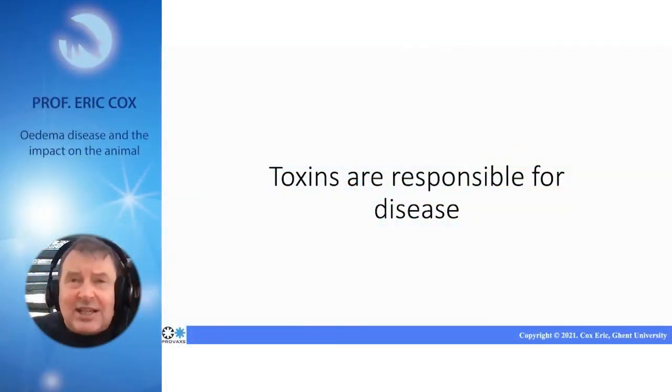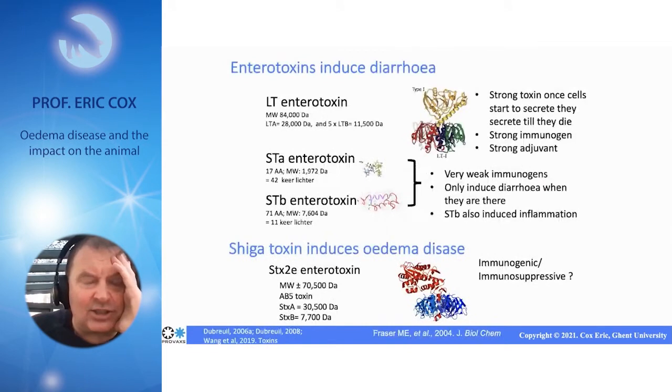So the disease is induced by the Shiga toxins. And you see here the different toxins that are produced by E. coli. So the enterotoxins, you have the LT, the STA, and the STB enterotoxin. The LT enterotoxin is a very large, complex toxin, composed of two parts, an A part, the active part, and a B part, the binding part.